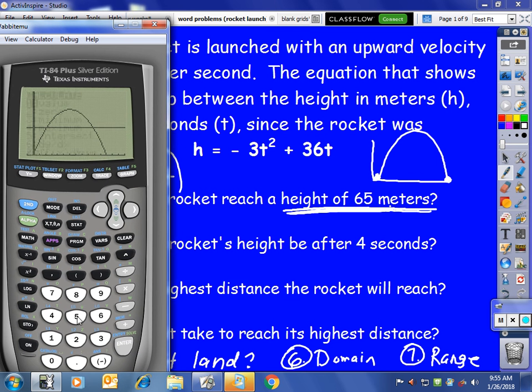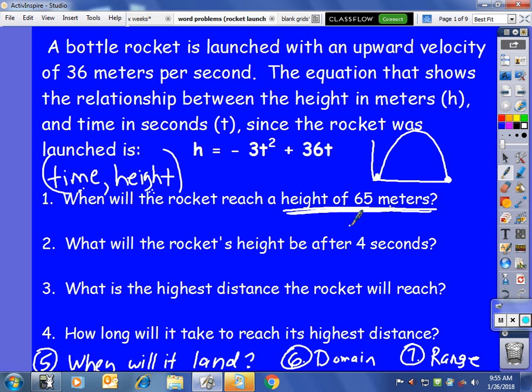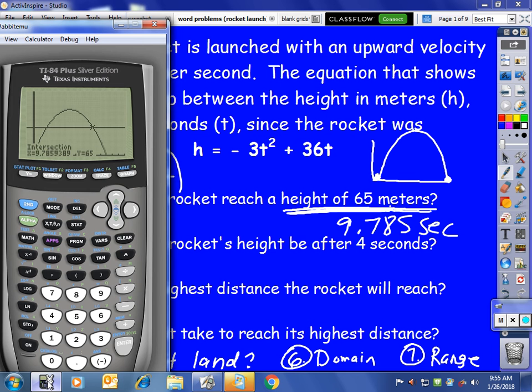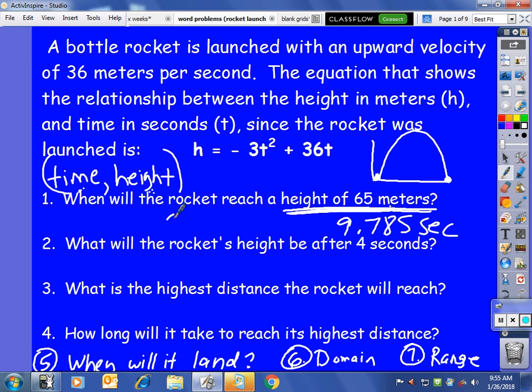Calculate where it intersects. My little cursor was closer to the second time. So the second time would be 9.785 seconds. Please just give me 3 places after the decimal. Don't worry about rounding or anything. That's the second time it gets that high. That's on the way down. Trace over to the other side of the vertex, and then we'll find the first time it got that high. Second function, calculate intersection. First curve, second curve, guess. 2.214 seconds was the first time it happened.